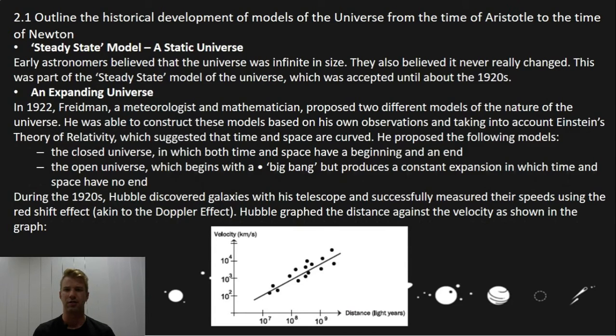A closed universe is one in which both time and space have a beginning and an end, whereas an open universe began with a Big Bang, which produced a constant expansion, and time and space have no end.